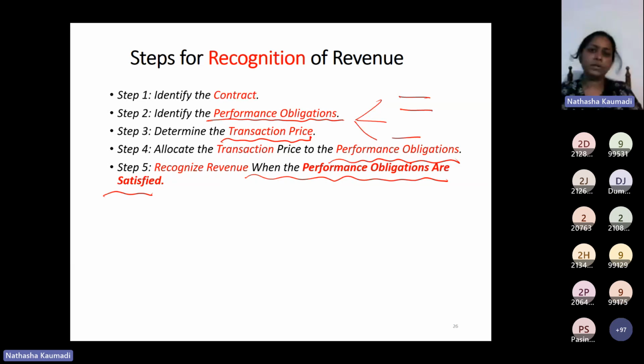Now, in a normal trading organization, when the goods are dispatched, the performance obligation is satisfied. That might be the case. So at the point of dispatching the goods, you have to recognize the sales, not when the customer ordered the goods. That is why the revenue recognition point is very important. Most importantly, there can be cut-off issues if you don't really understand this revenue recognition point.